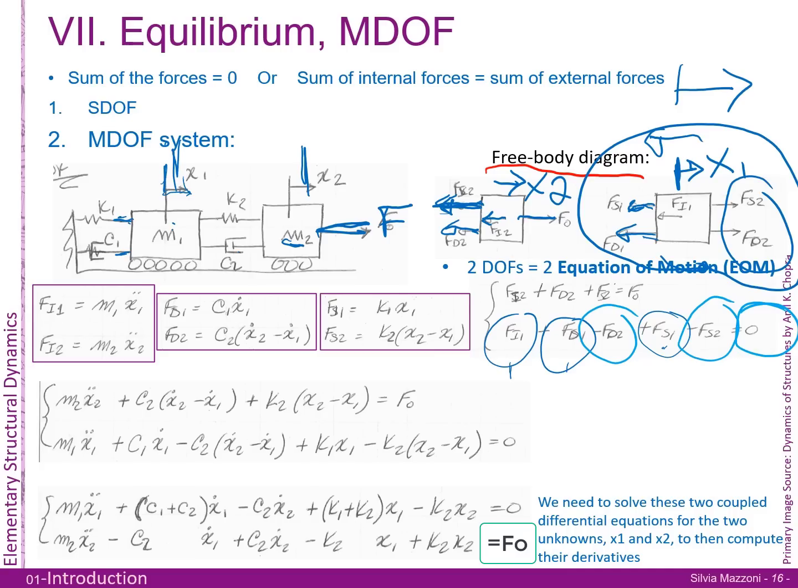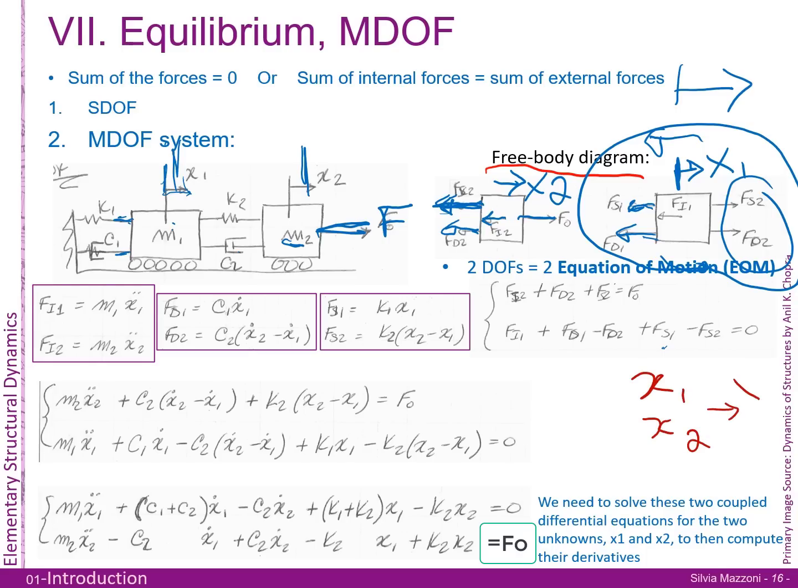So now we've got these two equations, and what are the unknowns? Our unknowns are x1 and x2. Then from there we get x1 dot, x1 double dot, and so on. So we've got two equations for two unknowns. Let's take these and plug them into these two equations. So we've got F inertial 2, which is m2 x2 double dot, plus c times, because it's F sub D2, x2 dot minus x1 dot, plus k2 times x2 minus x1 is equal to F naught.